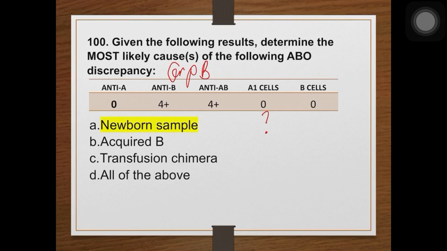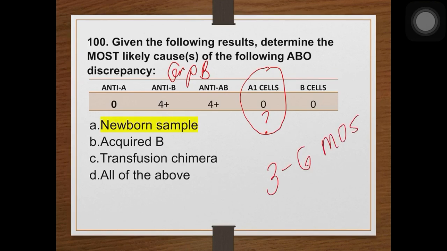So halimbawa po ito ng weak or missing antibodies. Wala po yung expected reaction sa reverse typing. So sino po ito? Pwedeng group B na neonate. Remember, ABO antibodies are not well developed at birth. Mga 3 to 6 months bago ma-develop ang ABO antibodies.